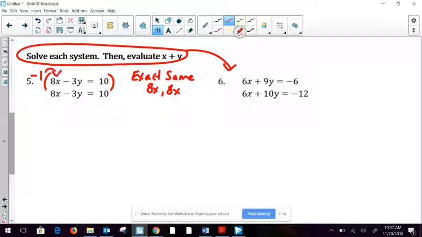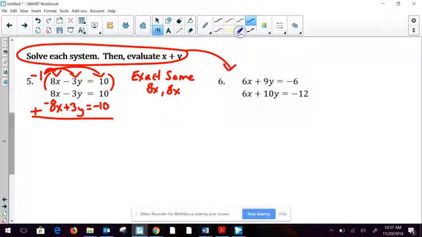So what is -1 times 8x? Good. -8x. What is -1 times -3y? Great job watching your signs. A positive 3y. And finally, what is -1 times 10? Awesome. A -10. So now that I have exact opposites, I can stack them and add them.